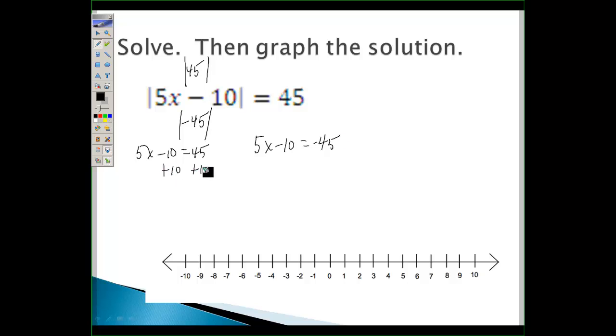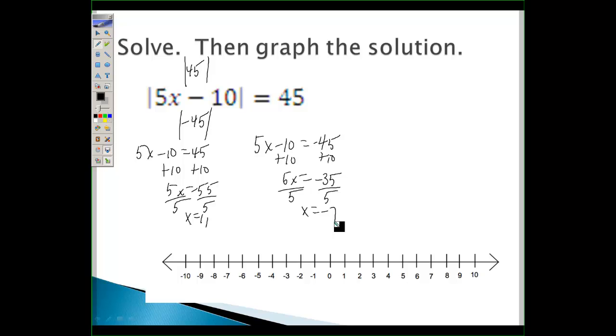So let's check it out here. Add 10 to both sides. 5x equals 55. Divide by 5. x equals 11. Over here, add 10 to both sides. 5x equals negative 35. Divide by 5. x equals negative 7. Okay, so I've got two solutions here.